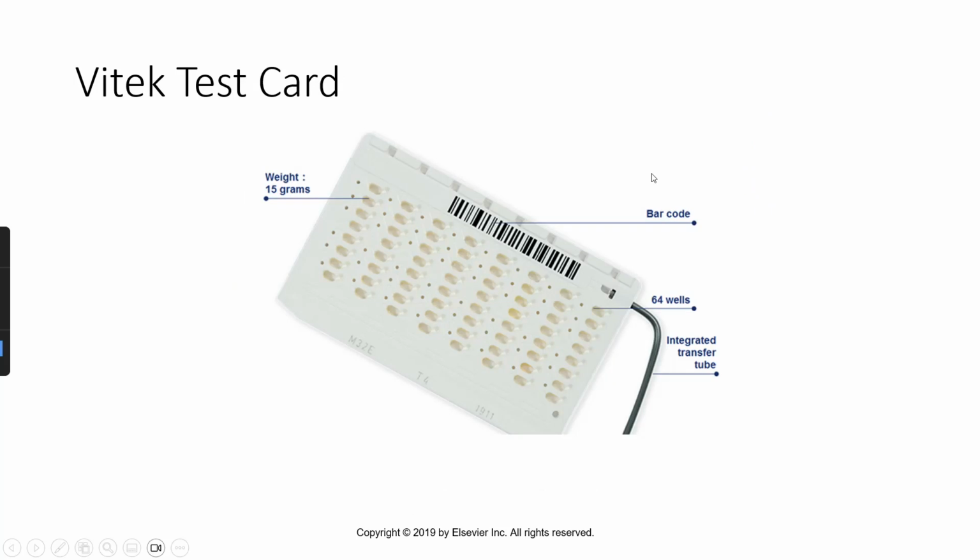The Vitek. So in this card, there are different concentrations of different types of antibiotics, and there's a barcode. So you inoculate this with the one species of isolated bacteria. The McFarland standard that you've created gets inoculated on the card, gets put into the system, and then the computer system will identify whether there's growth or not in each one of the wells.